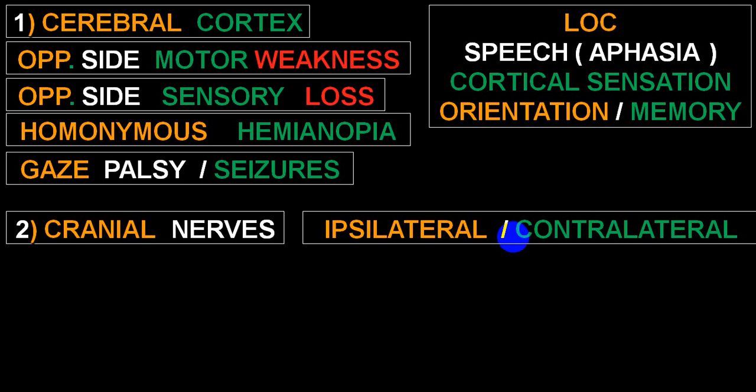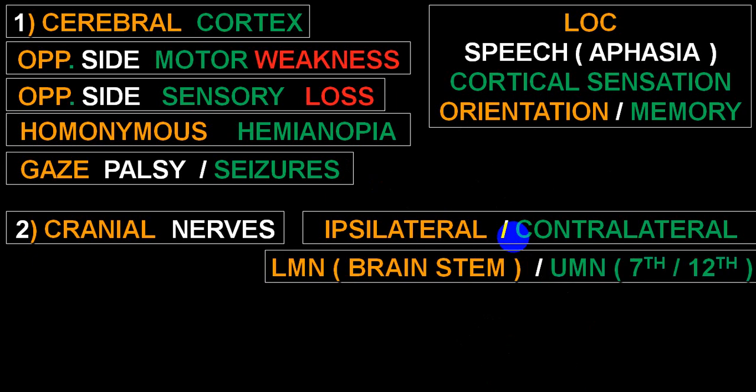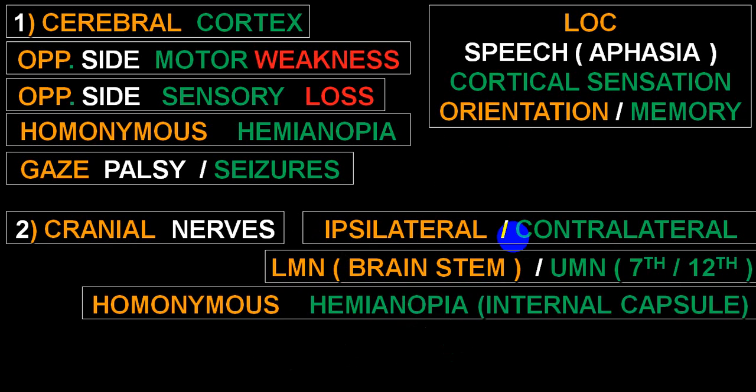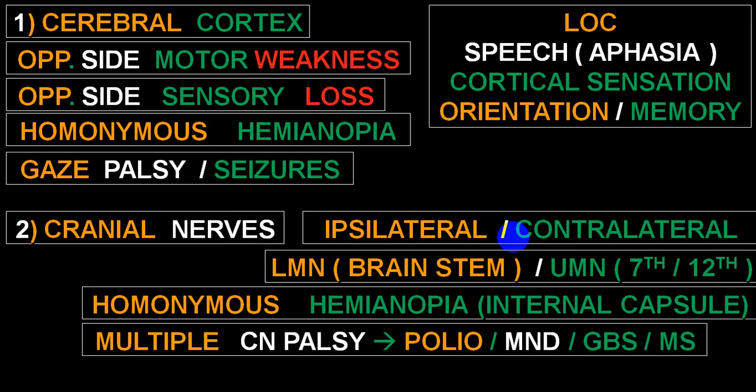But if it is an upper motor neuron palsy on the side of the hemiplegia, it will always be above the midbrain, either in the cerebral cortex, corona radiata or internal capsule. So lower motor neuron, it has to be a brainstem lesion, and upper motor neuron lesion in 7th and 12th cranial nerve is by and large above the midbrain. And if there is a homonymous hemianopia with hemiplegia, internal capsule. In an internal capsule, along with that, you will have a homonymous hemianopia of the opposite side and bilateral auditory involvement. So hearing disturbance is bilateral.